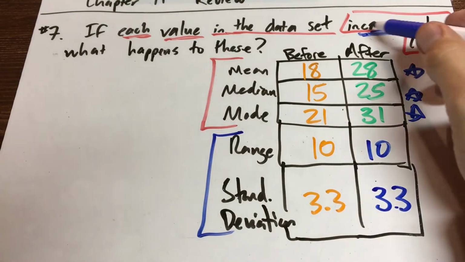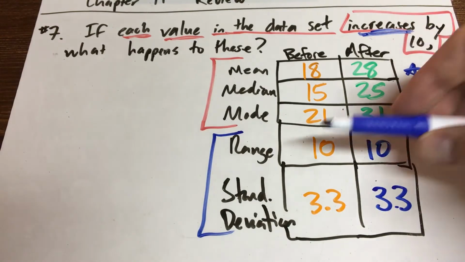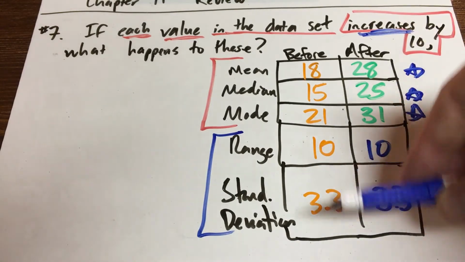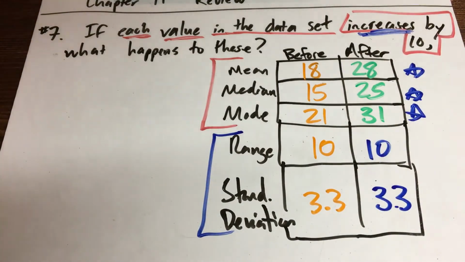If for some reason they gave you one that said multiplying or dividing, then all of a sudden these 2 would change, but the top ones wouldn't. But I don't think there's that one on the assignment, so you don't have to worry about that. All right, that's number 7 on the assignment.